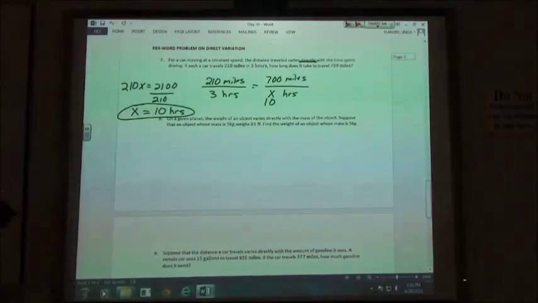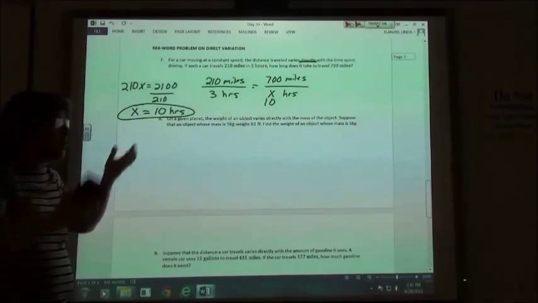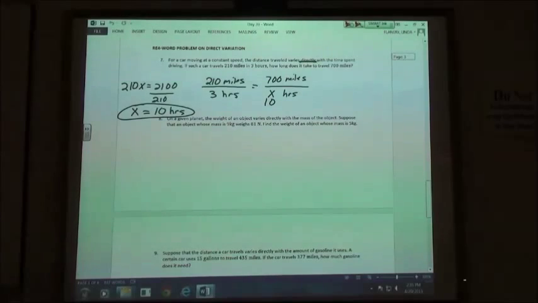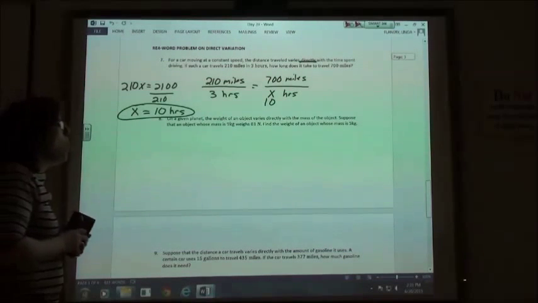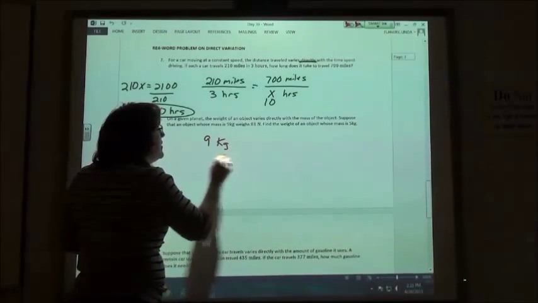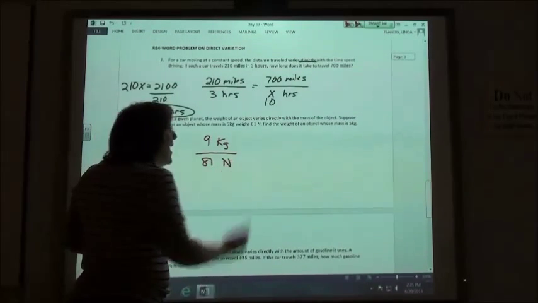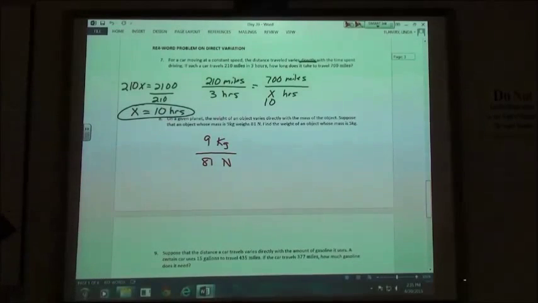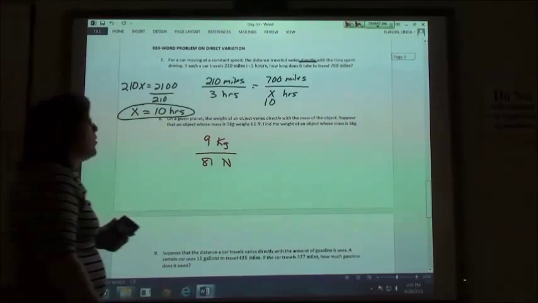Number 8, same kind of thing. On a given planet, the weight of an object varies directly with the mass. So if the weight goes up, the mass goes up. Suppose that an object whose mass is 9 kilograms weighs 81 newtons. So 9 kilograms to 81 newtons. Find the weight of an object whose mass is 5 kilograms.